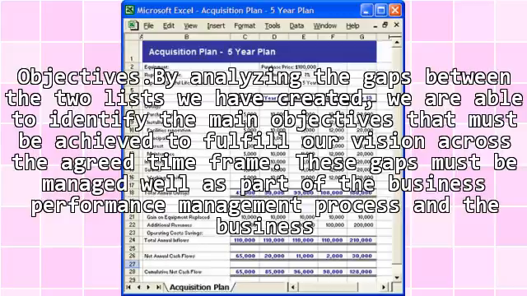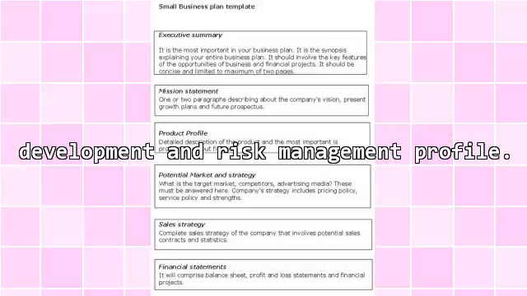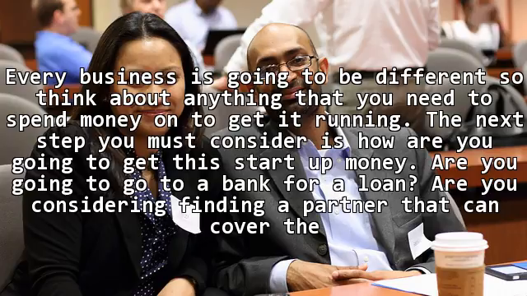Objectives. By analyzing the gaps between the two lists we have created, we are able to identify the main objectives that must be achieved to fulfill our vision across the agreed time frame. These gaps must be managed well as part of the business performance management process and the business development and risk management profile.